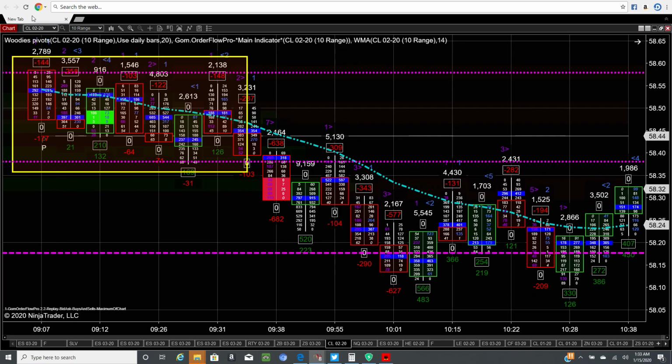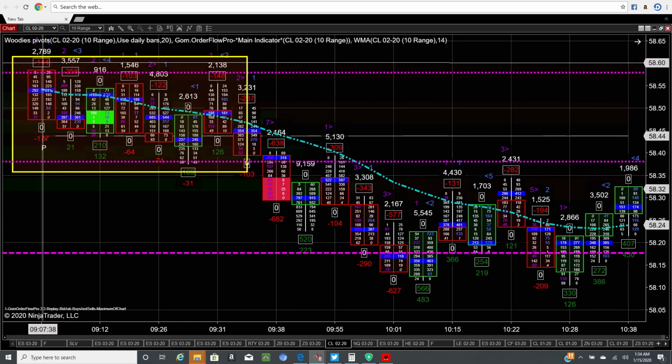Okay, I'm going to change it up here a little bit. This is crude oil for February delivery. It's a 10 range chart. That means each one of these candles is 10 cents. All right. So let's start with what's in this yellow box.